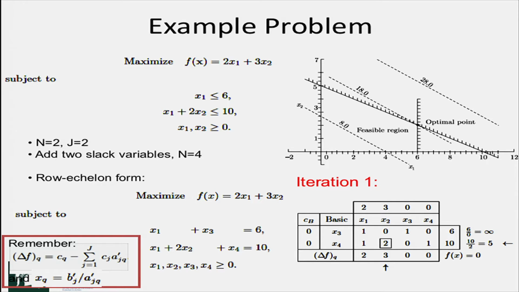So you can add slack variable x3 for the first constraint and x4 for the second constraint, right? Like the way we have done it in this problem. And then try to draw this table the way I've got. If there is any difficulty, let me know. Okay.